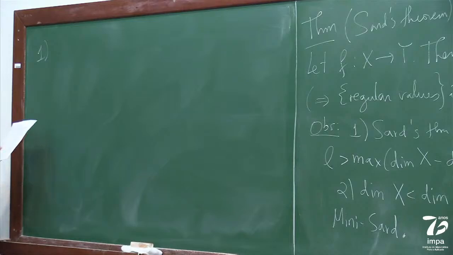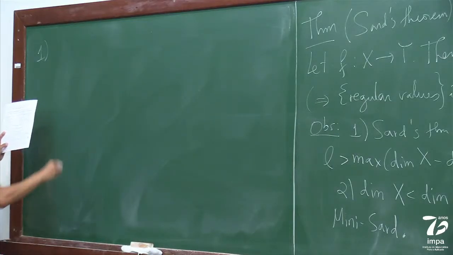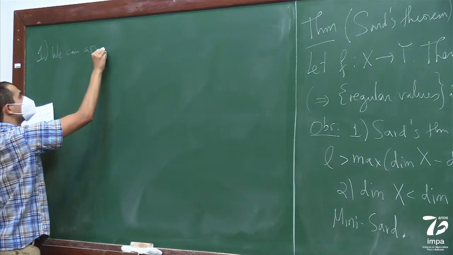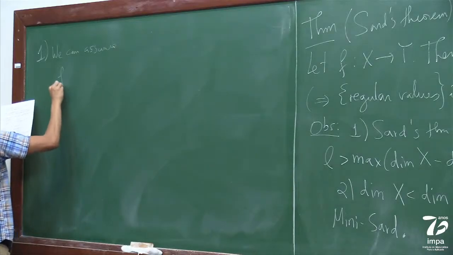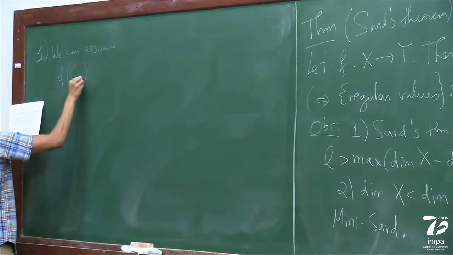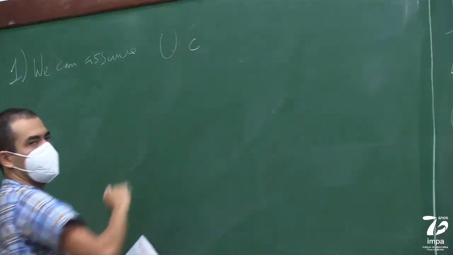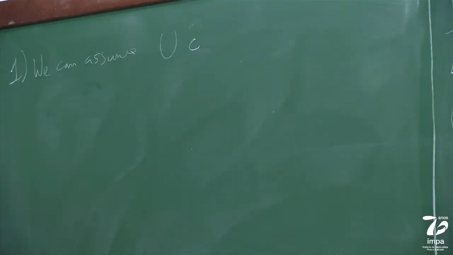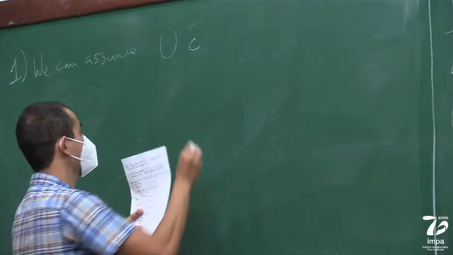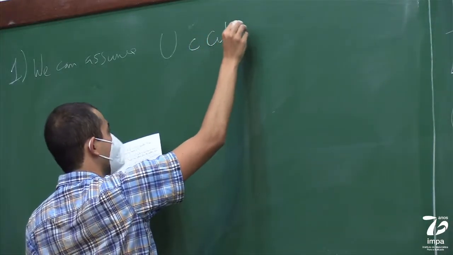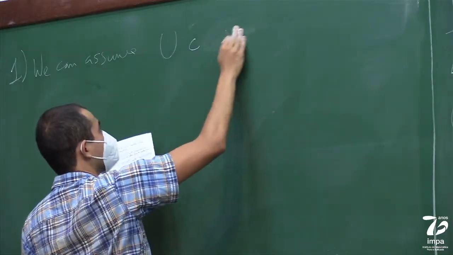Number 1. So we can assume that U is contained in a cube. I assume that U is contained in a compact set, so it's contained in a cube of some side. So this is contained in a cube. I can write it like this.